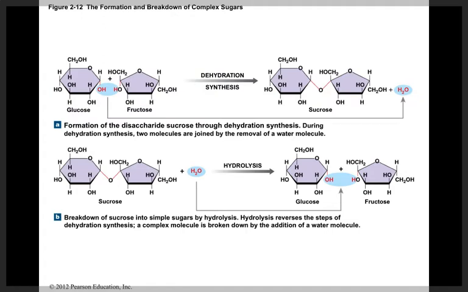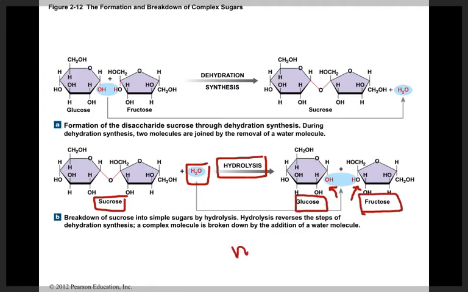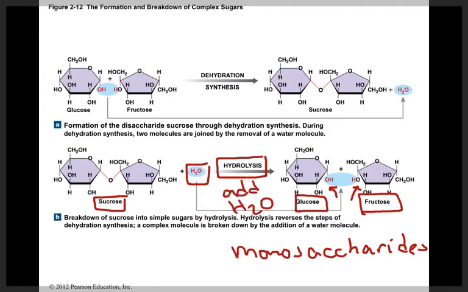Now we can do the exact opposite by adding water, and adding water, we call that hydrolysis. So here's our H2O, and the water will be added to the compound sucrose, which is a disaccharide, and when water is added, the hydroxide will go to one of the rings, and the hydrogen will bond to the other ring to give us both a glucose and a fructose molecule, and so now we're back down to monosaccharides. Okay, so a hydrolysis is the process of adding water to break apart a larger molecule into smaller molecules.